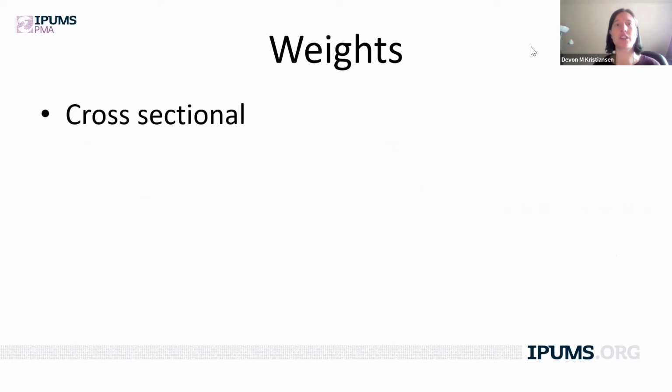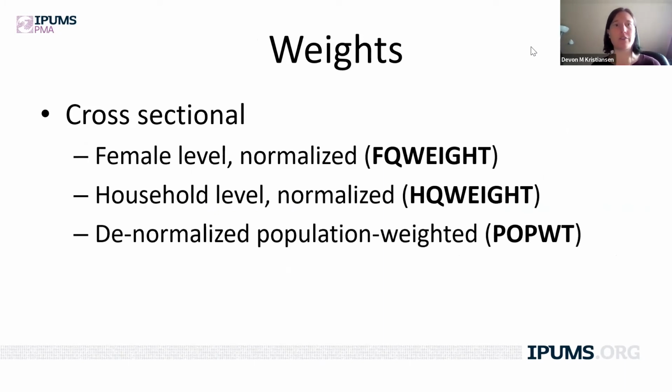So it's important to understand which sample you're working with to make sure you're using the correct weight for your analyses. For the cross-sectional files and variables from the female survey for one sample, you should be using the variable FQ weight, and that is a normalized weight. If you're using a variable from the household questionnaire, you should restrict to one member of the household and use HQ weight to say that this proportion of households have this characteristic. Those are both normalized weights, so they will estimate a nationally or regionally representative proportion for a particular indicator.